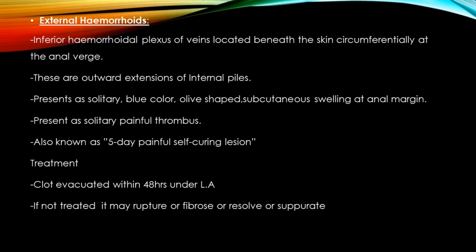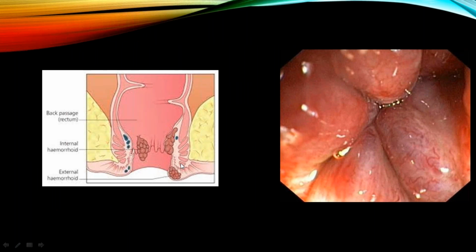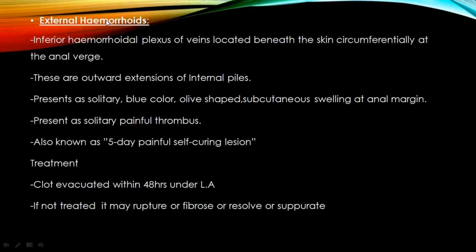So what are external hemorrhoids? I have told you, these are the inferior hemorrhoidal plexus of veins located beneath the skin circumferentially at the anal verge. I have shown you in the diagram. See here, you can see the veins on the right side. Here on the left side there is a swelling, that is an external hemorrhoid. The inferior hemorrhoidal plexus of veins is situated below the skin in the subcutaneous tissue at the level of the anal margin circumferentially all around. Those are external hemorrhoids.